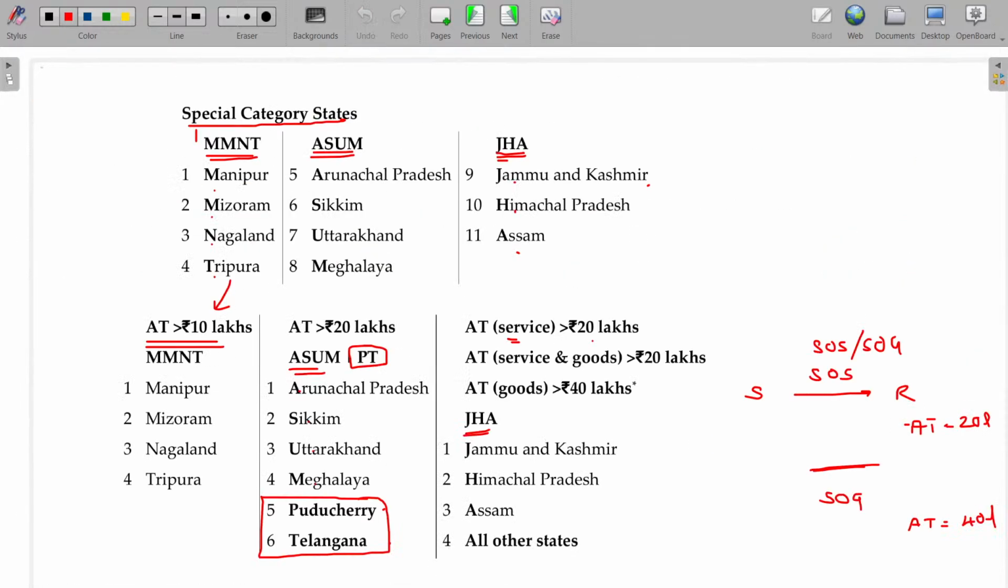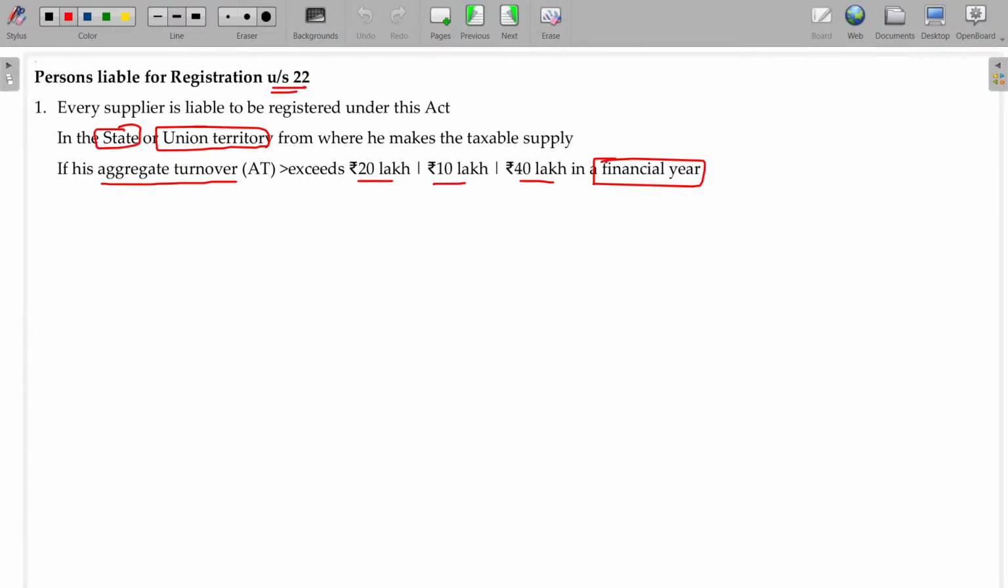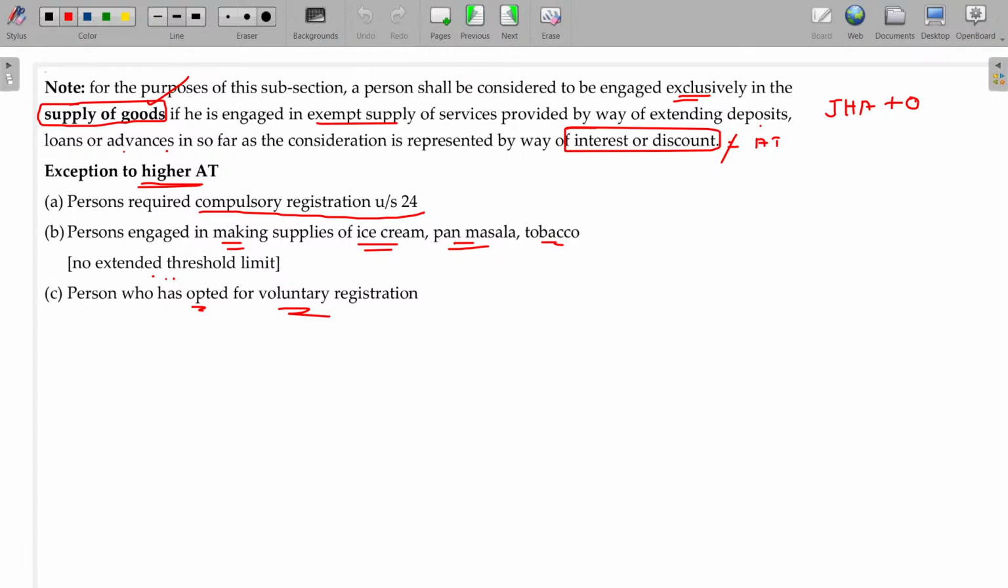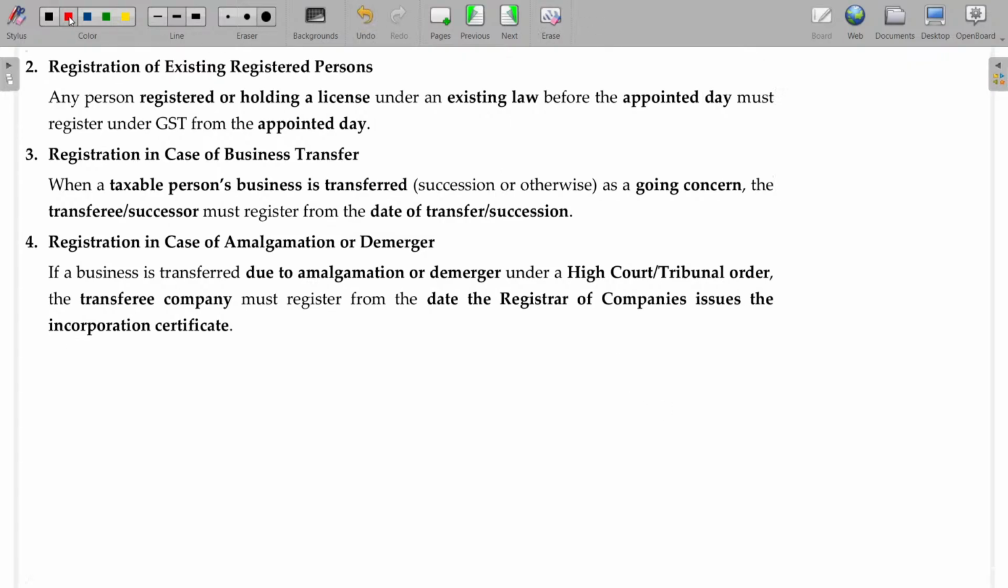So, let me cover the remaining sections, subsections here. Section 22 has 4 clauses. Number 1 is the general one, which covers predominantly. Is that okay? We have covered that in detail and we have seen the illustrations also. And clauses 2, 3, 4, these 3 are for the special cases. This second is not required currently because it's a transition one.